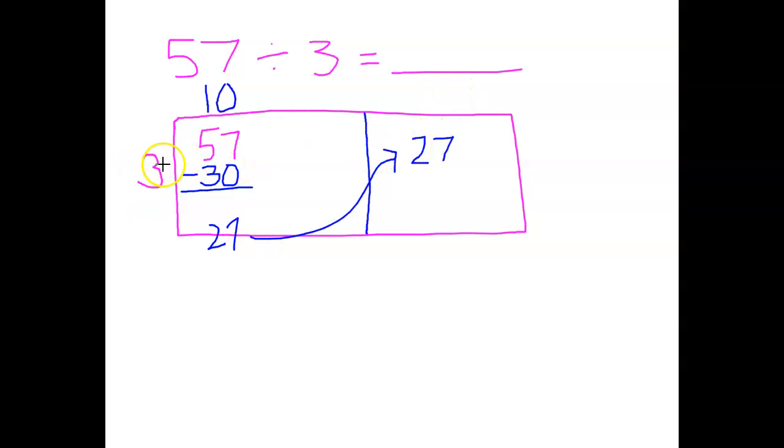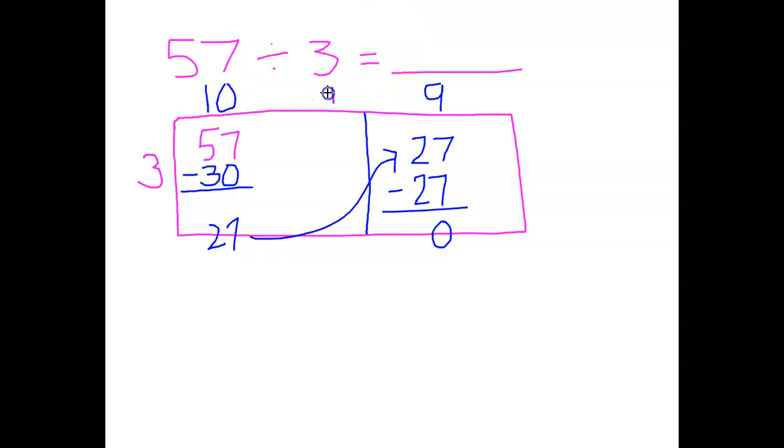Or I can ask myself, how many groups of 3 can I pull out of 27? In this case, 9, because I know that 9 times 3 gives me 27. That's going to take care of all 27 Skittles, for example. And that means I have none left. And at this stage, when I have none left, I know that my partial quotients are done, and all I have to do is add them together.